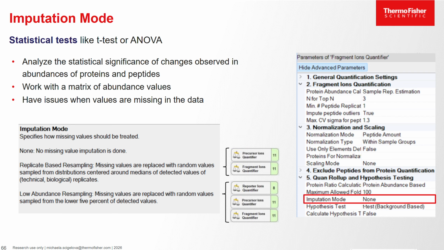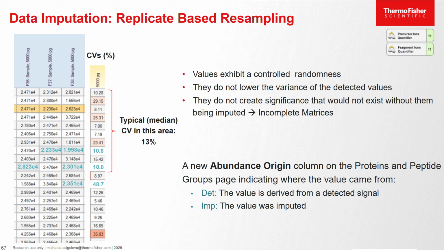They are available for practically all of the quantifier nodes, except that the reporter ions quantifier has only one method allowed there, and you just let the software run through. Imputation has all sorts of limits set up so that we do not introduce some significance which was not there before the imputation was done.